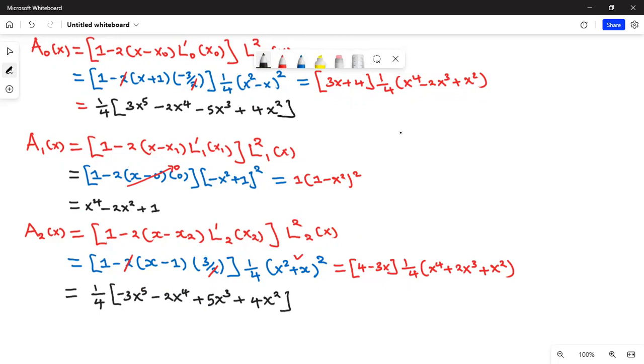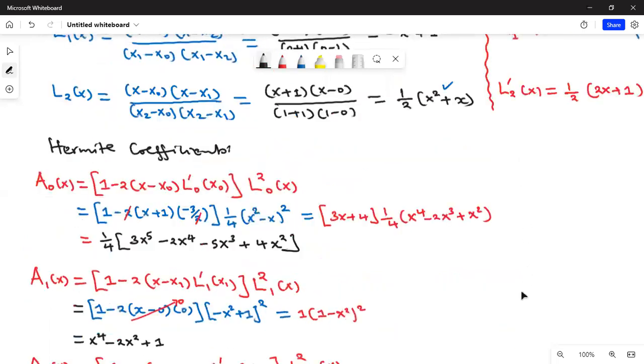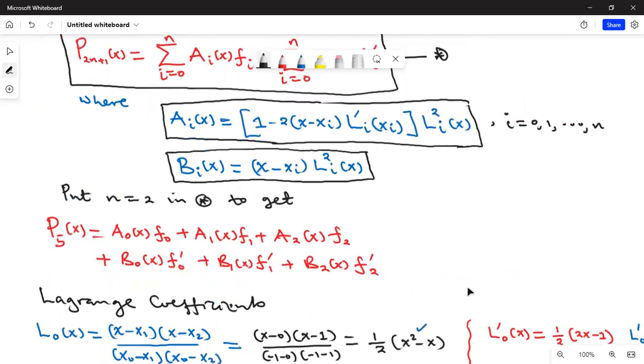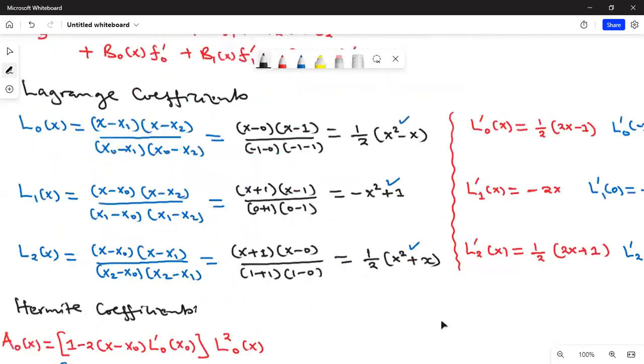Now we are through with the a subscript i as a function of x. Let's compute the other coefficients, that is b subscript i as a function of x. Look at the definition. We only need to replace i. Remember, i ranges from 0, 1 all the way up to n. And in this case, our n is 2. So you can write similarly.